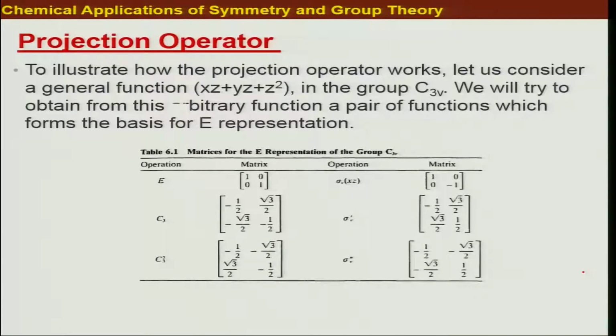We would like to find two functions which we would like to take out from this arbitrary function xz plus yz plus z square, and those two functions will act as the basis for the representation E. Now here we have the matrix representation of all the symmetry operations that the C3V point group has. This one we have already dealt with earlier, so it must be familiar to you.